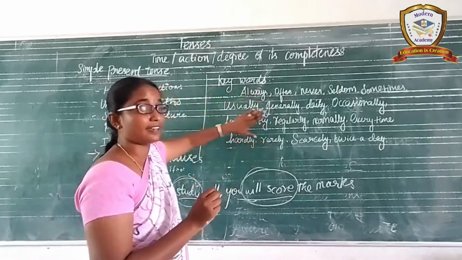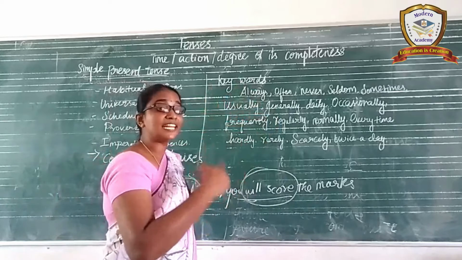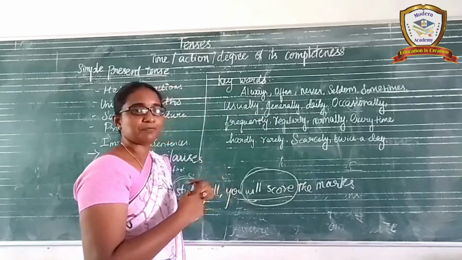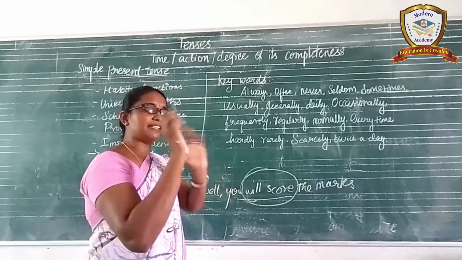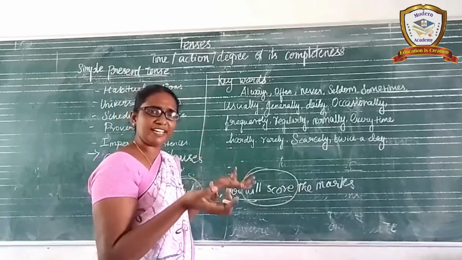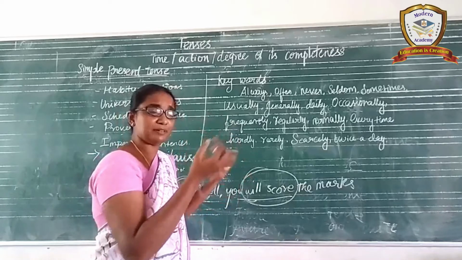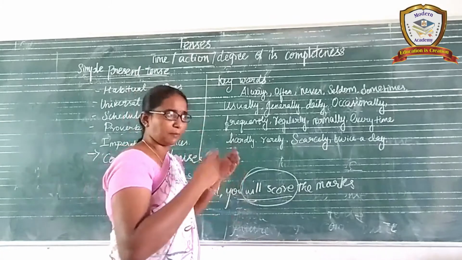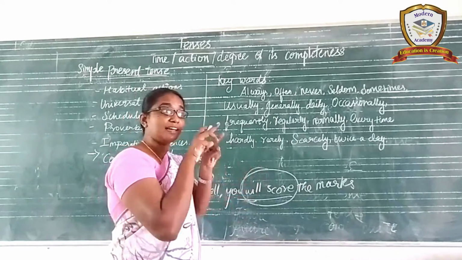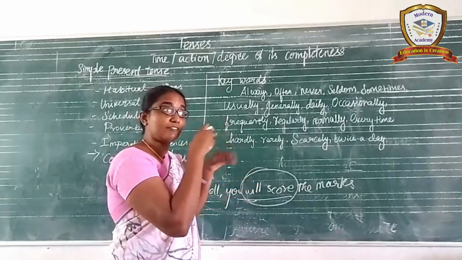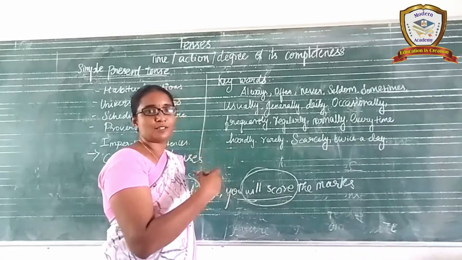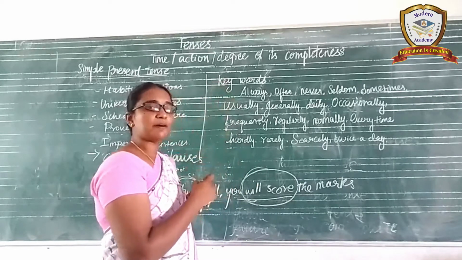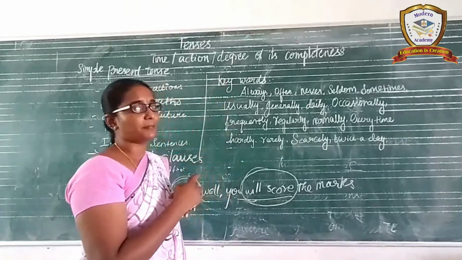These words express routine action. For example, we celebrate Diwali. Yeah, every year we celebrate Diwali. We celebrate Independence Day. We celebrate Pongal. There is no clue word, yeah, there is no clue word in these. But it refers to routine action. So in this type of sentence, we should use the simple present tense.